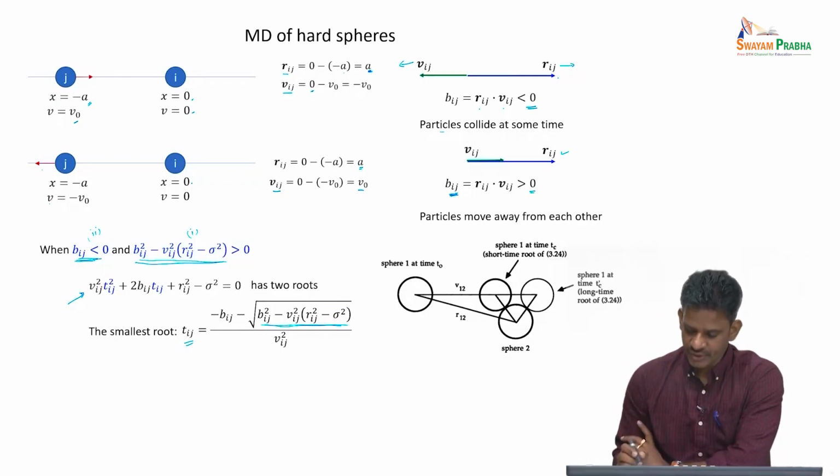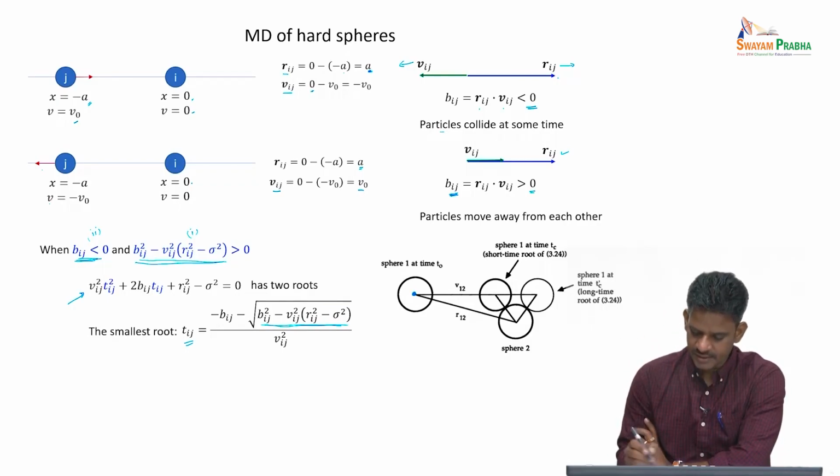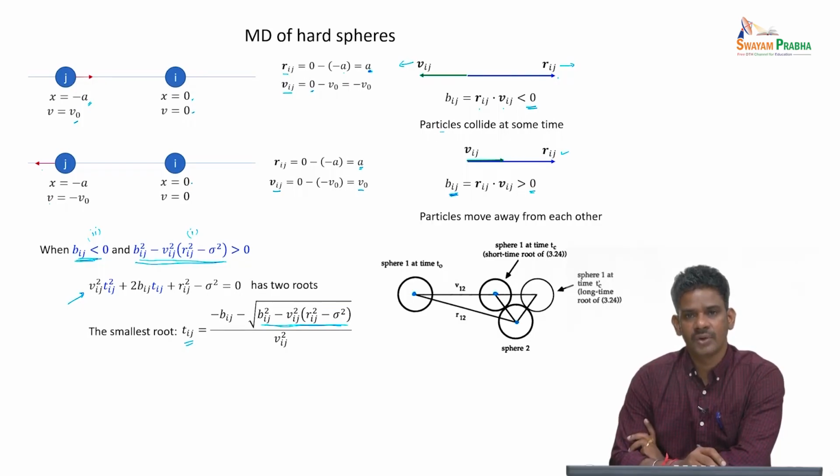So, this is pictorially shown here. This is particle 1, this is particle 2. The two time scales that you are talking about here can be shown in this particular figure. When this particle moves to this place, that is the time given by the shortest collision time. The other collision time, which is the biggest root, will be the time corresponding to this place.